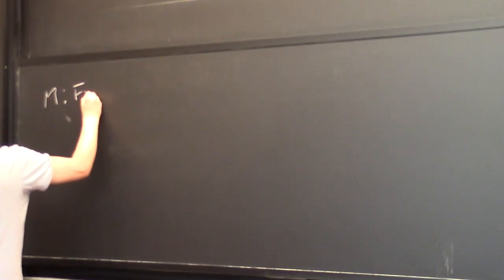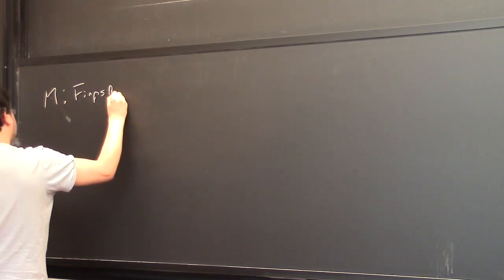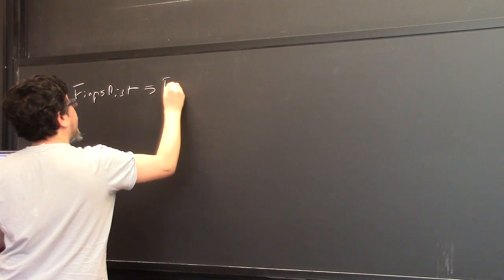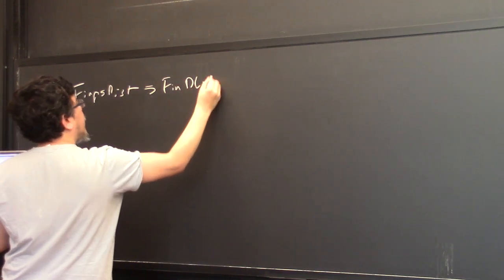My blackboard manner is terrible. So M is of type FinPosDist to FinDia. Right, that's the functor I gave you. Well, I didn't tell you it's a functor yet. I just told you its operation on objects. So it does lift to morphisms as well, as one would hope. And here we go.